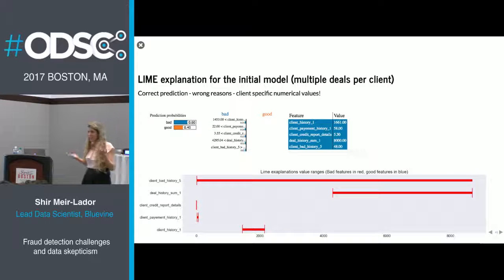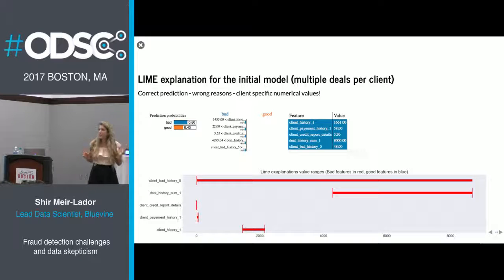And this is another visualization I added. They don't have it in Lime. I just created it myself. It just shows you the ranges of the values which were most important for this specific deal. So for example, for the client bad history, if it's larger than 0, then it's bad. If I had good ones, then it would have been in blue. The fact that deal history sum is larger than 4,000, it's bad.